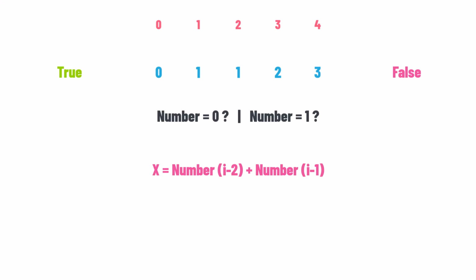In summary, to calculate the first 5 Fibonacci numbers, for example, at indexes 0 to 4, we have to check the following. We first check if the number is 0 or 1. If it's true, we set the number. If it's false, we sum up the two numbers before the number we want to calculate. This is how to calculate Fibonacci numbers manually.